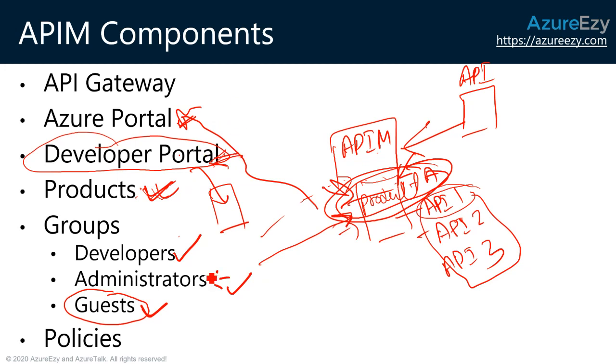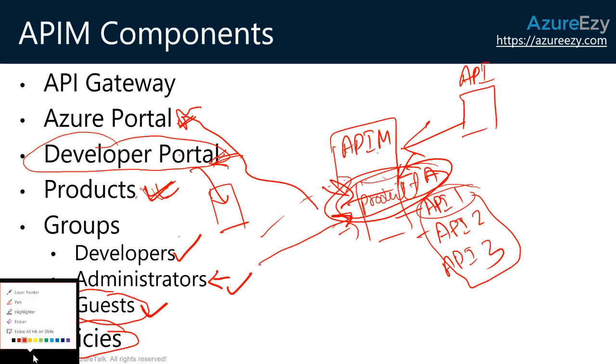Now, during all these processes, something called policies will also come into the picture. We'll be talking about policies in detail a bit later. Policies are a way to enforce governance into your API. So what we mean by API governance is that you want to, let me clean it up, it got a little bit messed up.